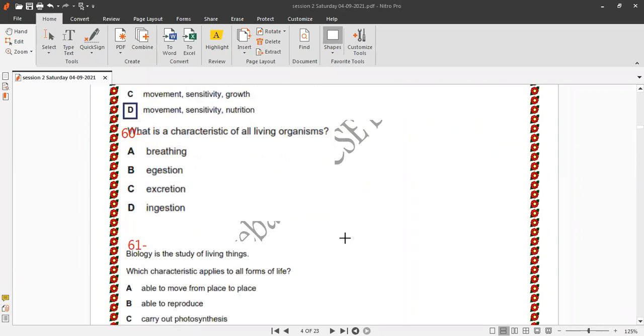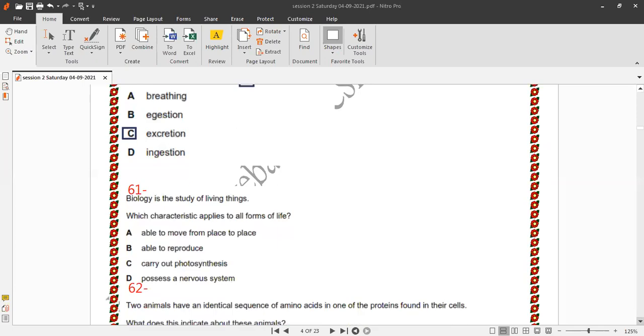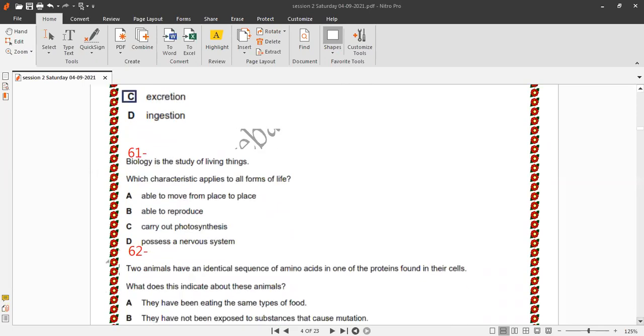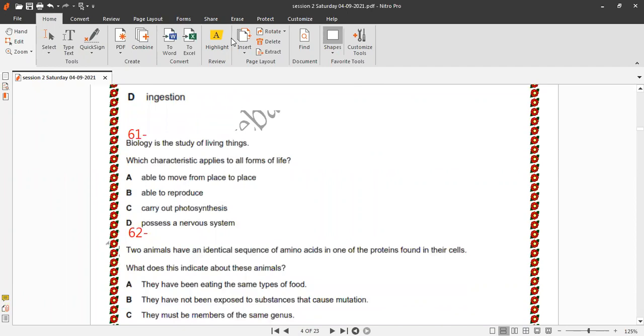What is a characteristic of all living organisms? I think C. Why do you think so? Breathing, we said breathing, is not the same as respiration, and digestion is related to nutrition for animals. So the correct answer is C, excretion, for all living organisms. Remember, this is the seven characteristics of all living organisms.